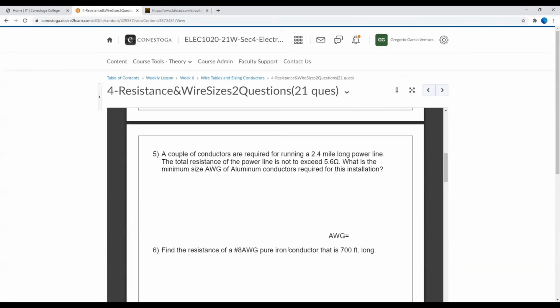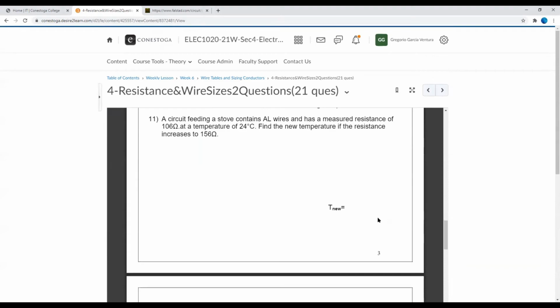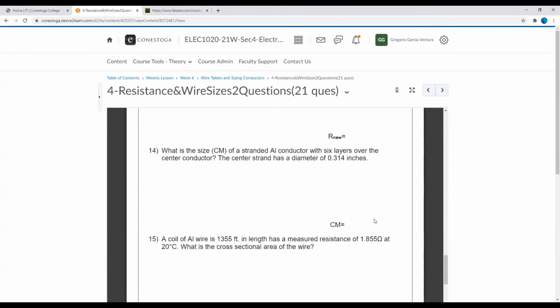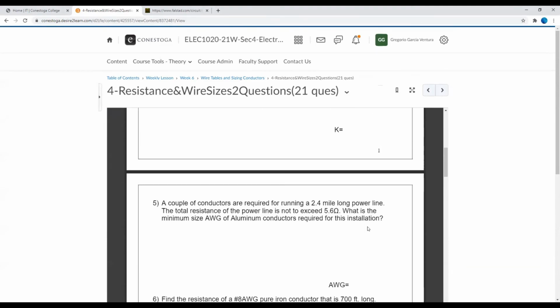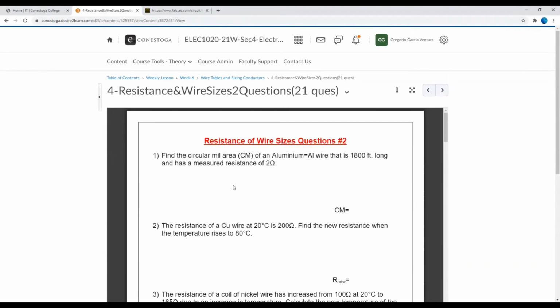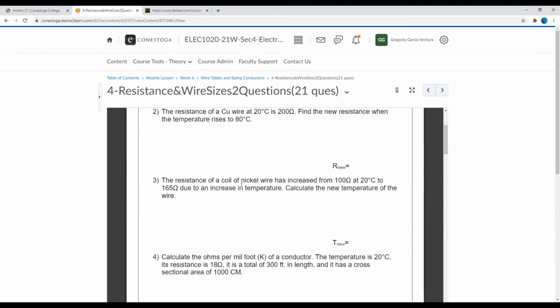There are a lot of questions here. You don't have to do each individual question. Just look at them and do every other question or something like that. Don't try to do all of them because that would be too much work. As long as you can do a couple of problems of finding how much resistance you have in a wire, and what's going to happen if I change the temperature, you are going to have a good idea.